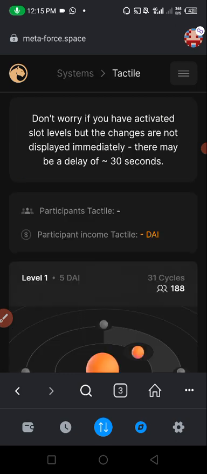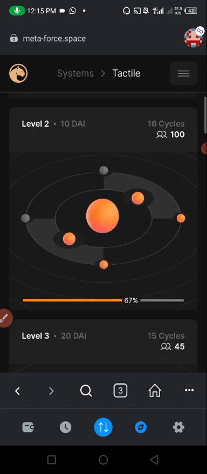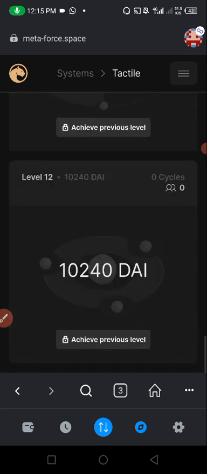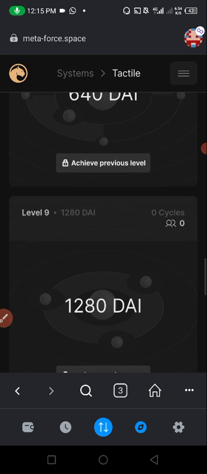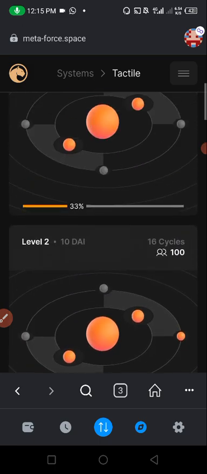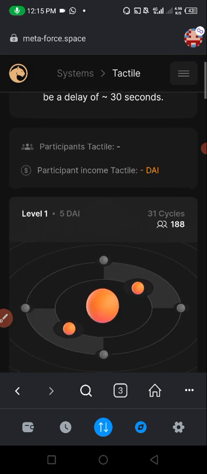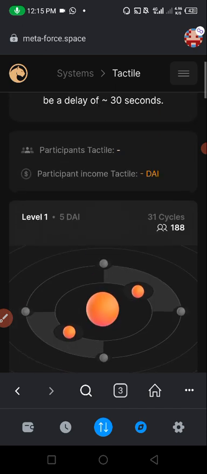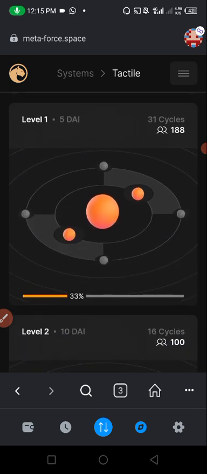So for Tactile, we basically have 12 levels, level 1 to 12, which you already know. And for each level on Tactile, there is a percentage you earn from inside and the amount you have to have to actually activate that level on MetaForce.